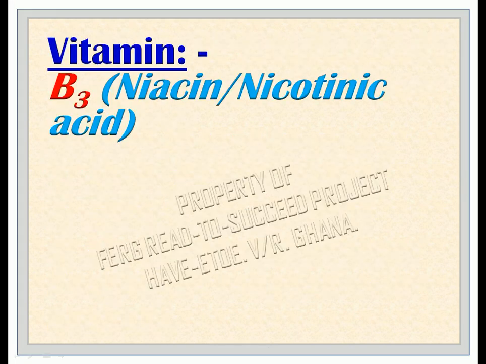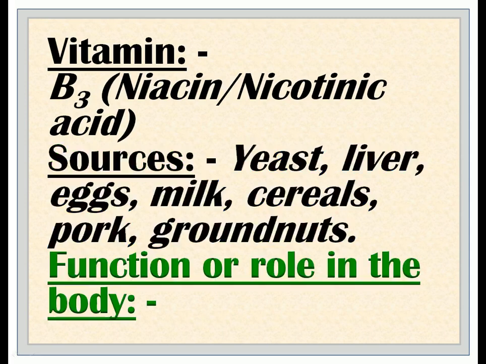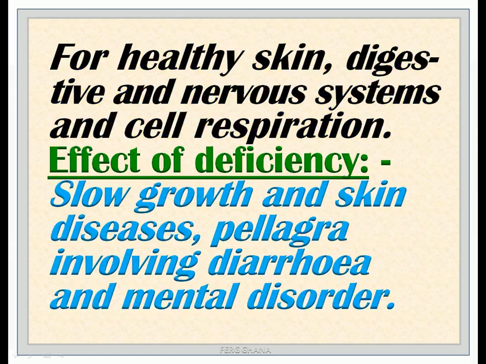Vitamin B3, niacin, or nicotinic acid. Sources: yeast, liver, eggs, milk, cereals, pork, ground nuts. Functional role in the body: for healthy skin, digestive and nervous systems and cell respiration. Effect of deficiency: slow growth and skin diseases, pellagra involving diarrhea, and mental disorder.